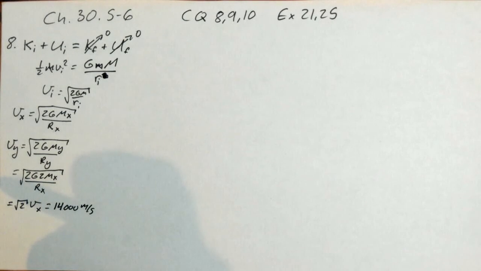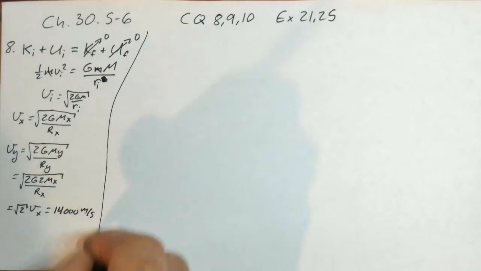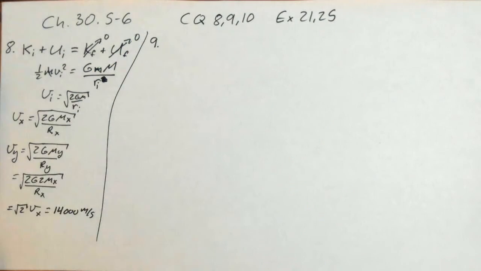Okay, now number 9 allows us to play with some of the other relationships we saw in the text. We're told that Jupiter is 300 times the mass of the Earth. We're told that the period of Jupiter is 11.9 years, whereas the period of the Earth is 1 year. That's the definition of the year.